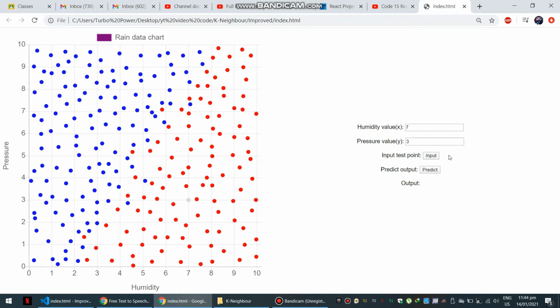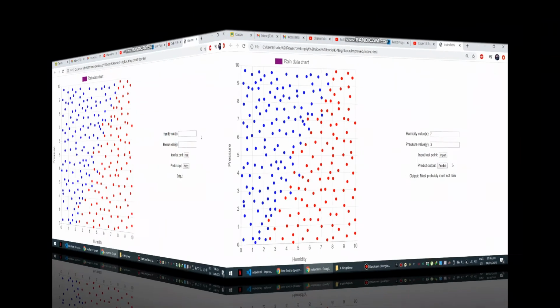What happens in the KNN algorithm is that the machine will look for k number of nearest neighbors of the test point, where k is any odd integer value. Let's assume that the value of k is 5. In this example, 5 red points are located closest to the test point, or in other words, 5 red points are the nearest neighbors of the test point. As most of the nearest neighbors out of 5 are red points, the machine will predict that the test point must also belong to the category of the red points, or in other words, for humidity equals 7 and pressure equals 3, it will not rain.